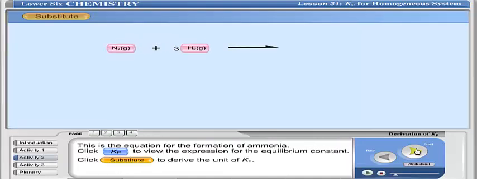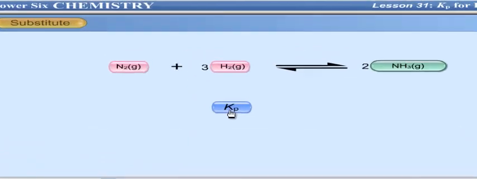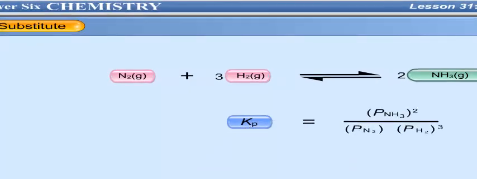This is the equation for the formation of ammonia. Click the Kp button to view the expression for the equilibrium constant. Click the Substitute button to derive the unit of Kp.